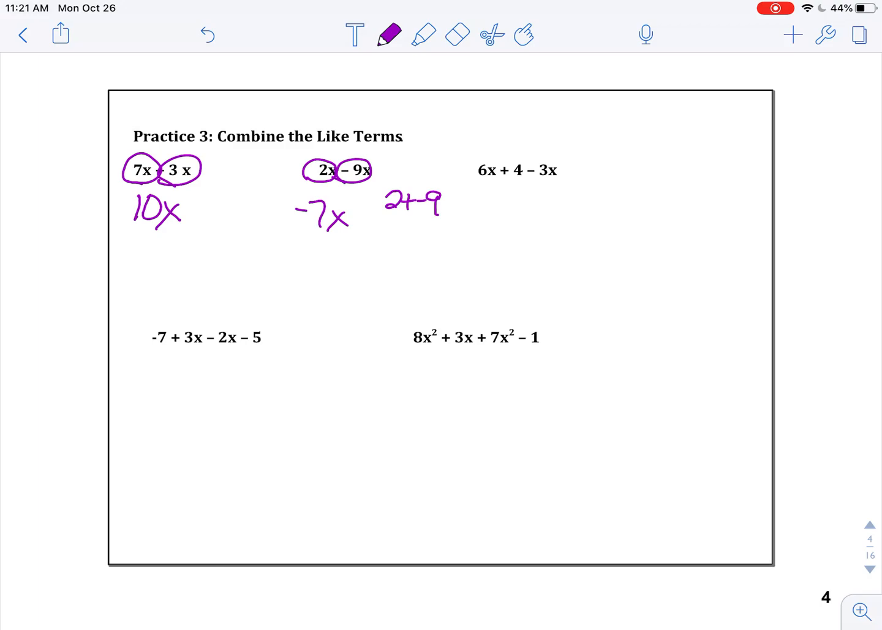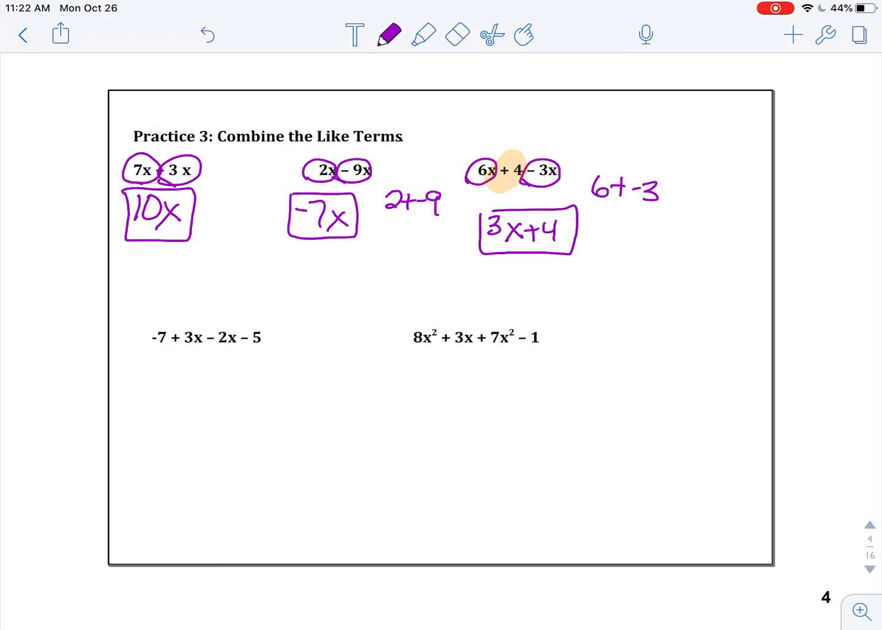Next, 6x plus 4 minus 3x. So we got 6x and negative 3x. Add them together, we're going to get 3x. We got plus 4, we're just going to bring it down. And we cannot combine 3x and 4 because 4 does not have an x.